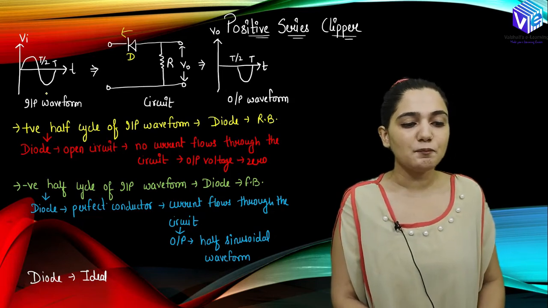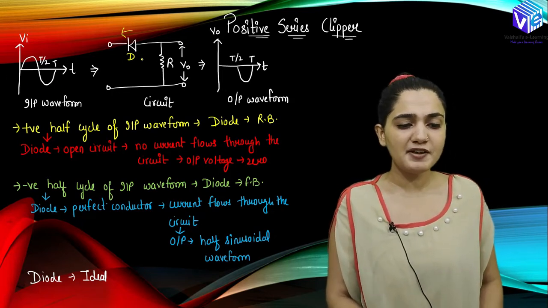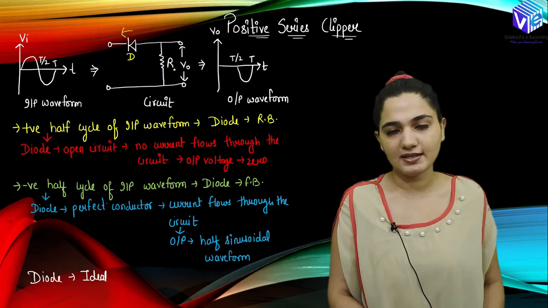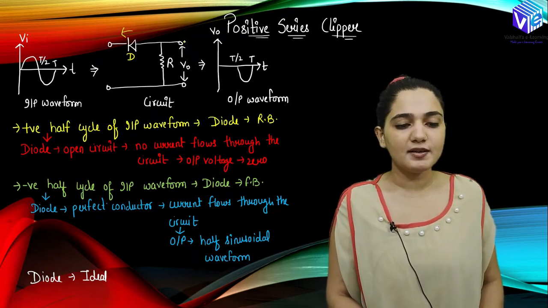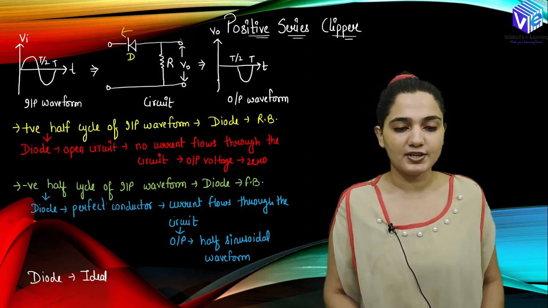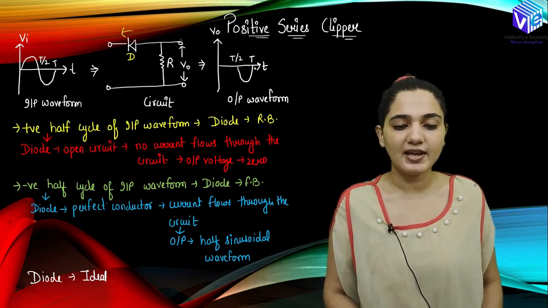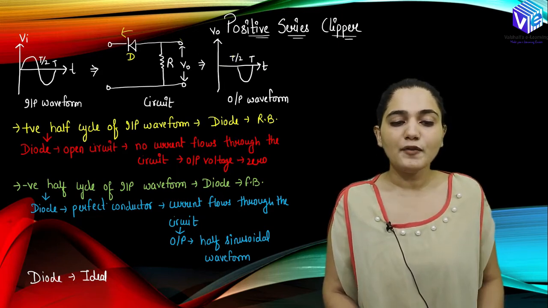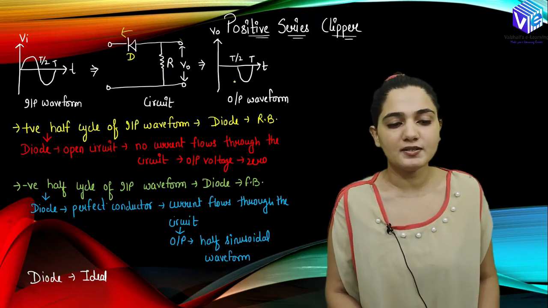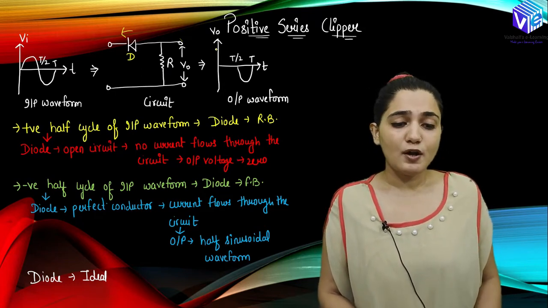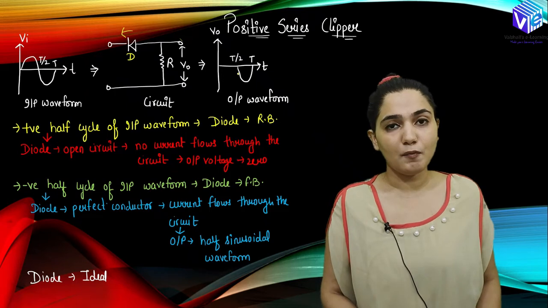So this is my input waveform. Here we have the diode connected in series with the resistor, and from the resistor we are going to take the output voltage. The output voltage will have just the negative side of the waveform, not the positive side. So how is it done? What is the operation of the series positive clipper?